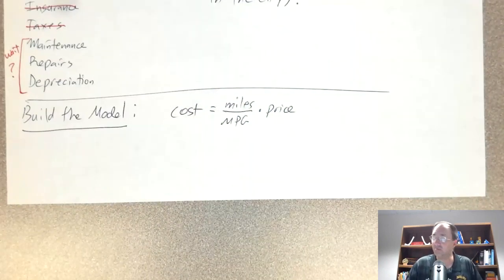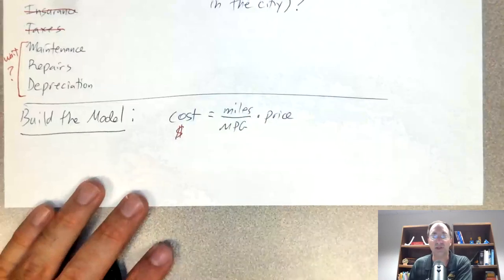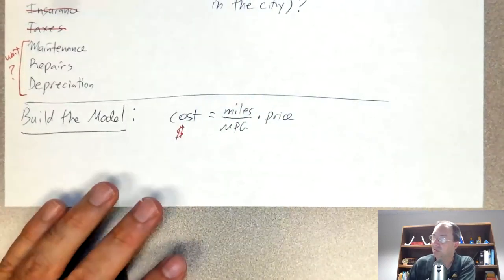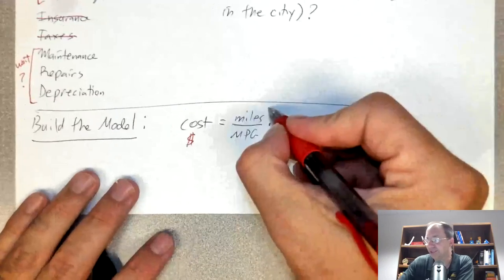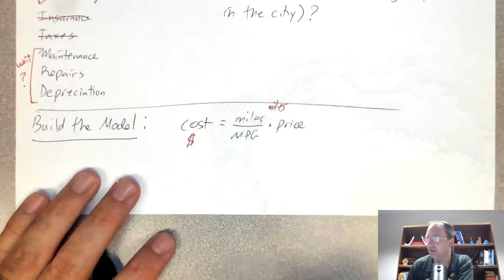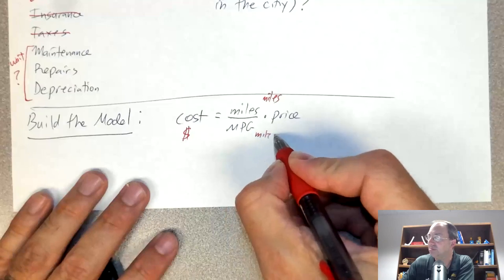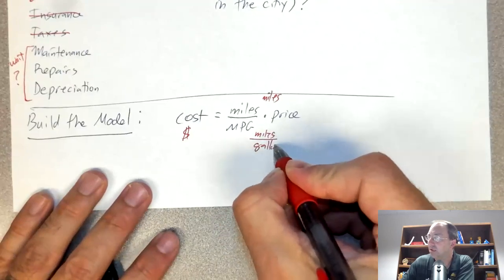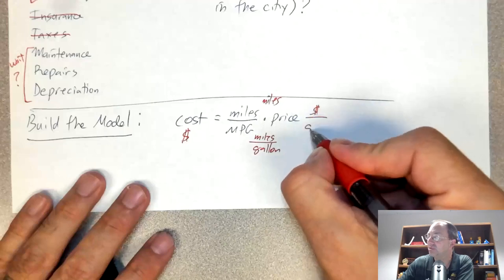Now, one thing you can do to double check your work is to look at the units and see if the units work out both ways. For instance, I know on the left side, the units of my cost should be dollars. But what about on the right side? Of course, the number of miles is just miles, so that's really not anything new. MPG, of course, is miles per gallon. And then the price is going to be dollars per gallon.